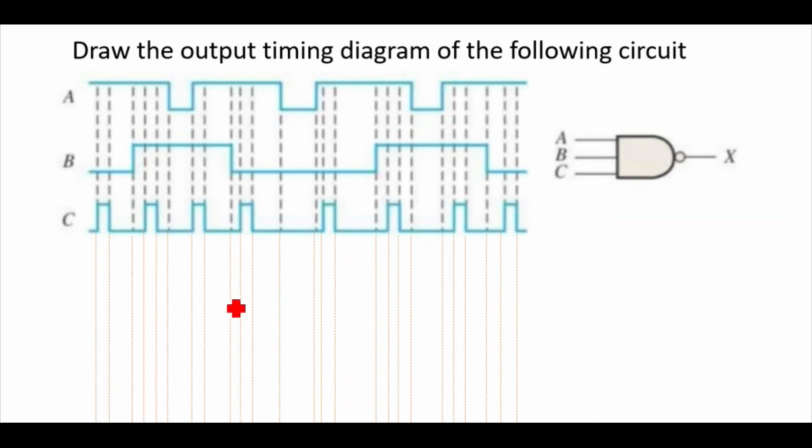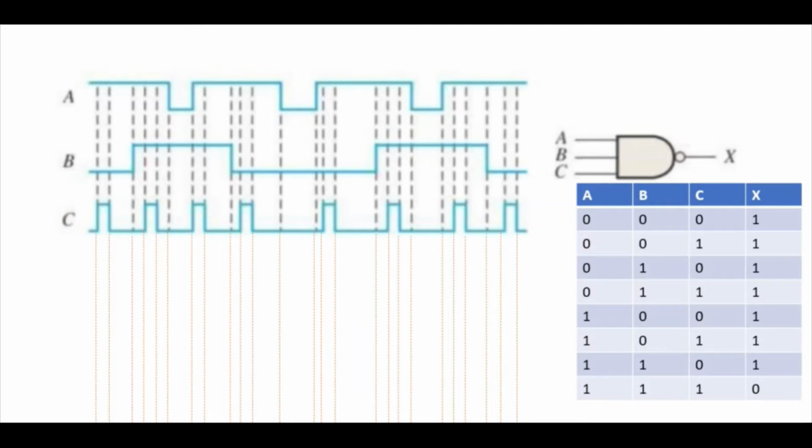Hello friends, today I will tell you how to draw the output waveform of the NAND gate when all the inputs are given in waveform form. You can see A, B, C all are in waveform form. So now we will start drawing the output timing diagram of the NAND gate when all three inputs are in waveform form.